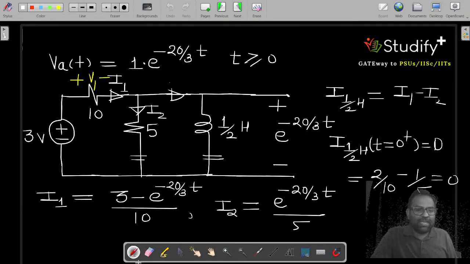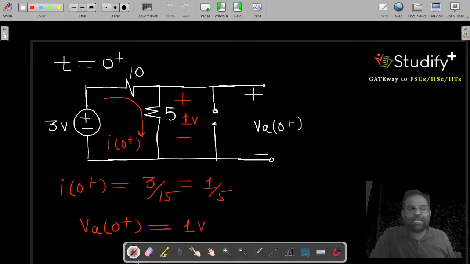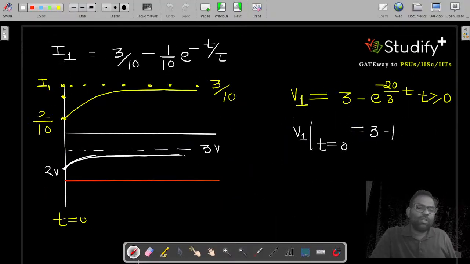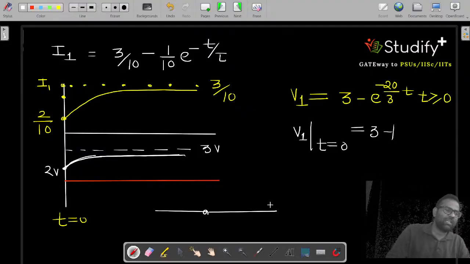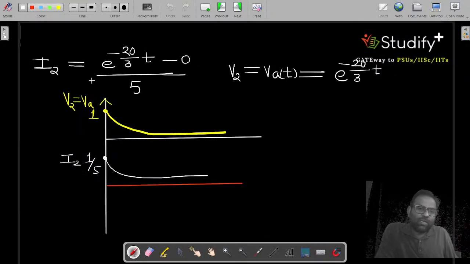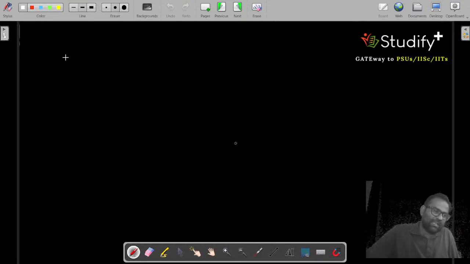Means in GATE they can ask any question, and they can ask questions related to the power also. So we'll talk about the power in the next session. And in today's session, this is the analysis of the circuit in totality without any shortcut. And what are the concepts? Only two types of concepts are useful in this analysis.